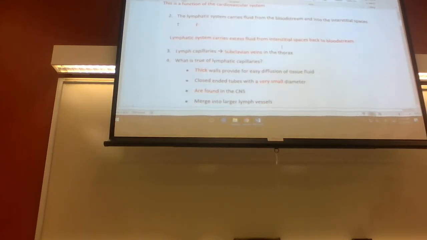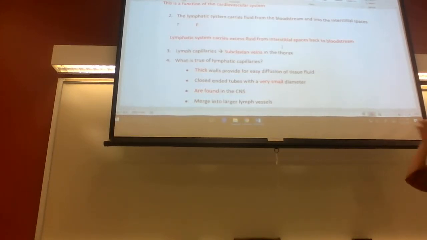Next question. The lymphatic system carries fluid from the bloodstream and into the interstitial spaces. This is false, just like what we went over. The lymphatic system carries excess fluid from interstitial spaces, from your tissues, and back to the bloodstream. So it kind of gets that out.